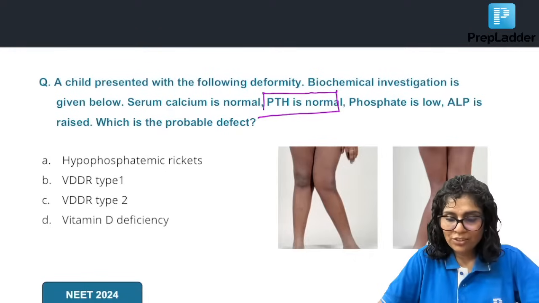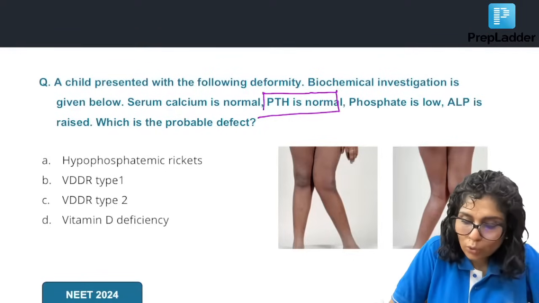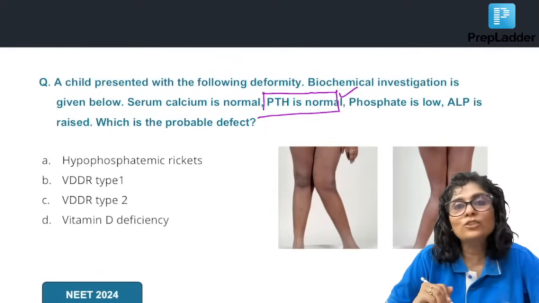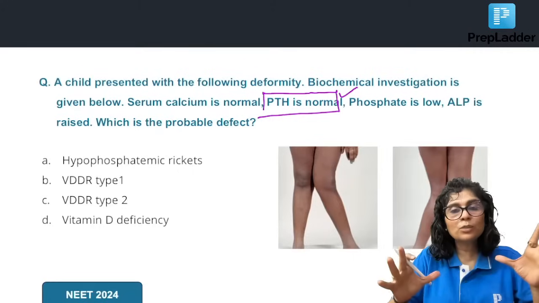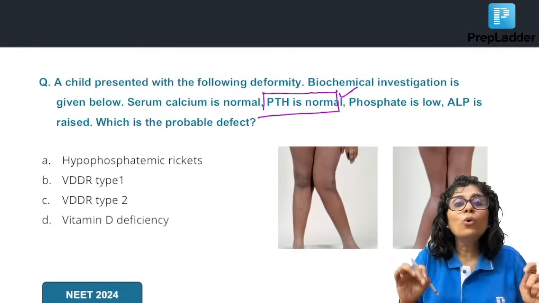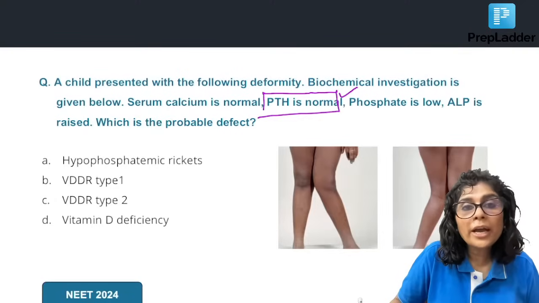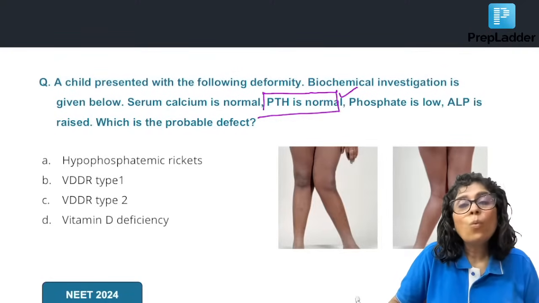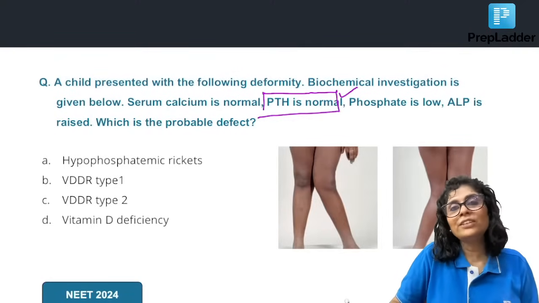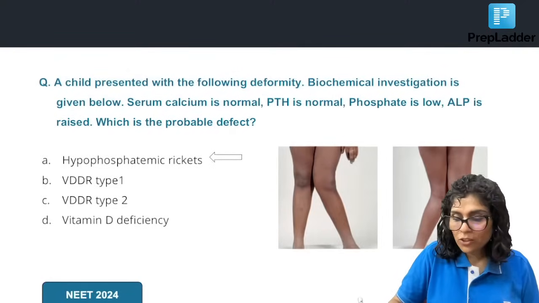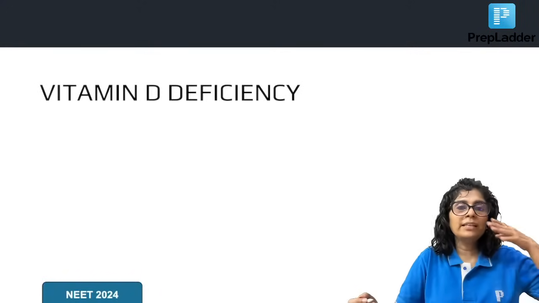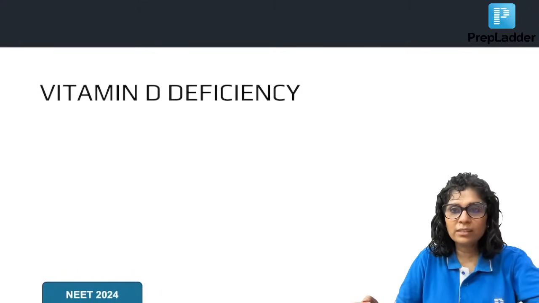So let's try to answer this question. The clue that is given to you here is PTH is normal. The moment you see rickets with normal PTH, go for hypophosphatemic rickets. Why is it not vitamin D deficiency? It's because of what you expect in vitamin D deficiency. Let me help you answer this.